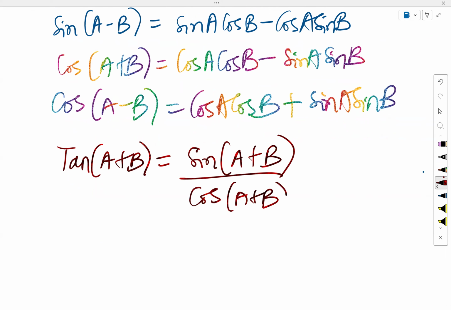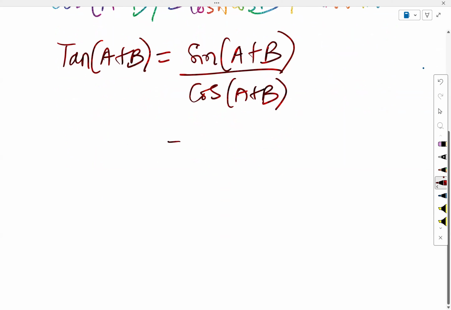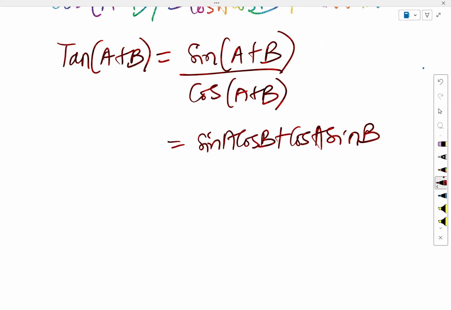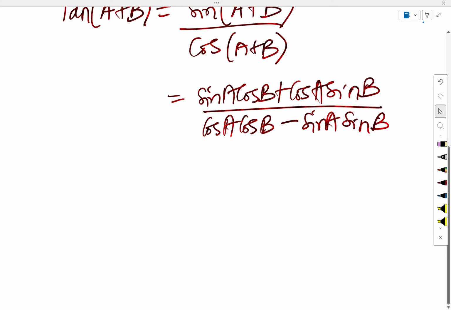We've established it several times that sine over cos is tan. So in this case, you know sin(A + B) is sin A cos B + cos A sin B. And that is over cos(A + B), which is cos A cos B - sin A sin B. So there are different ways of expressing this finally, but you want to go the way of making everything into tan as much as possible.